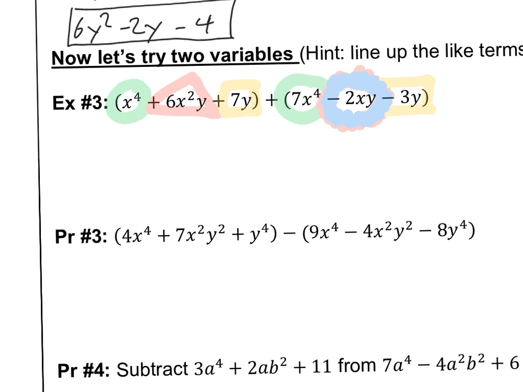All right, so I have the 7x to the fourth. I'm going to put the negative 2xy just over here. And I have the negative 3y. Okay, let's go ahead and add it up.